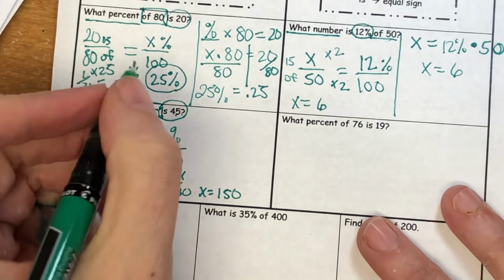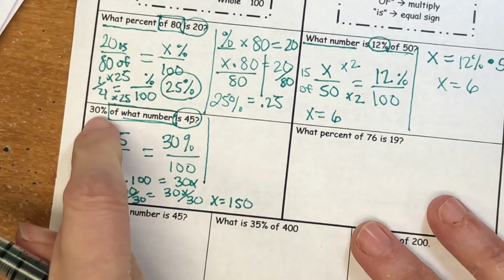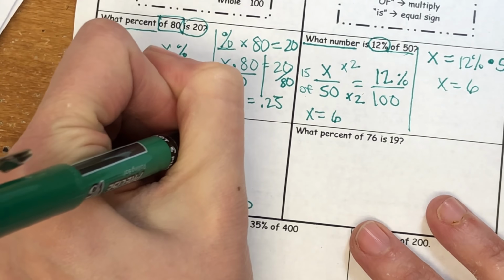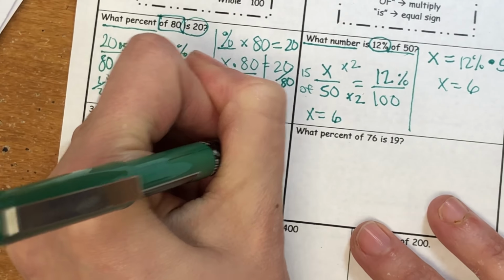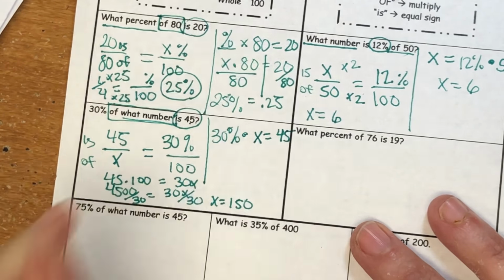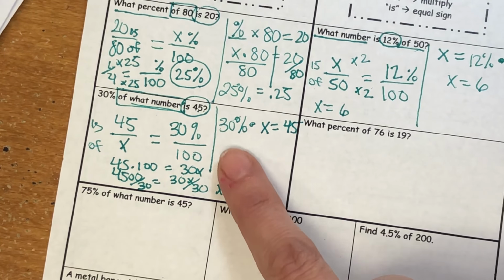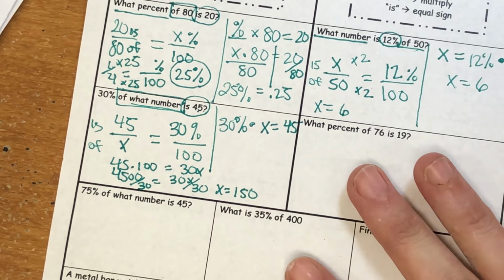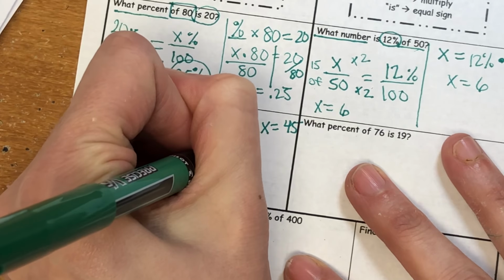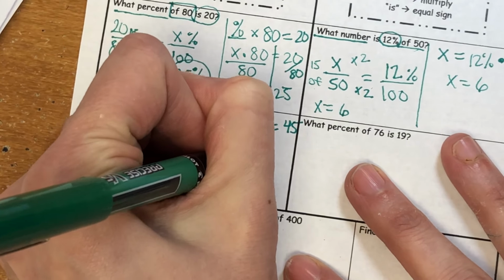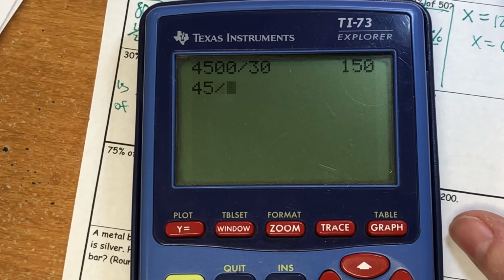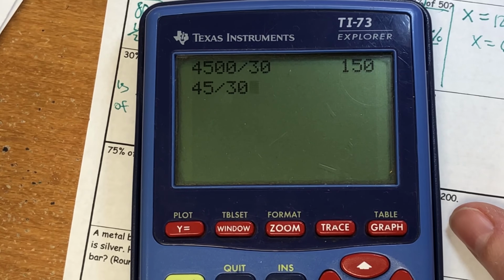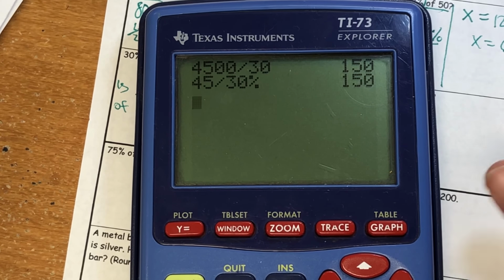Okay, let's do the equation method, okay? 30% times what number, which is x, we don't know, equals 45. Okay, so we've got 30%, what do we do? We are going to divide by 30% on both sides. If I put it in my calculator, it's 45 divided by 30%. Do I get 150? Yes.